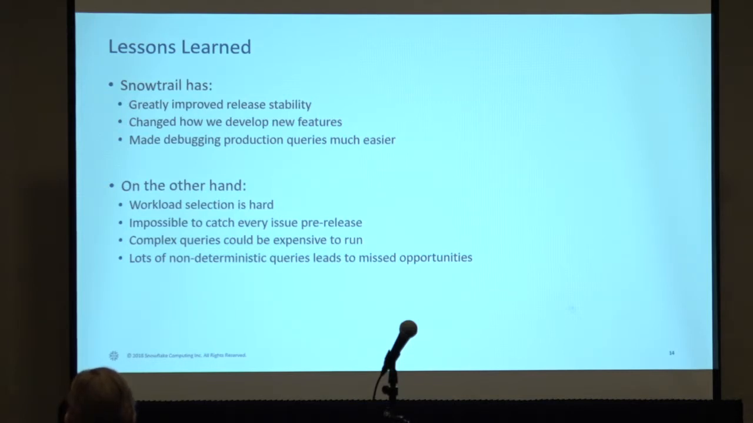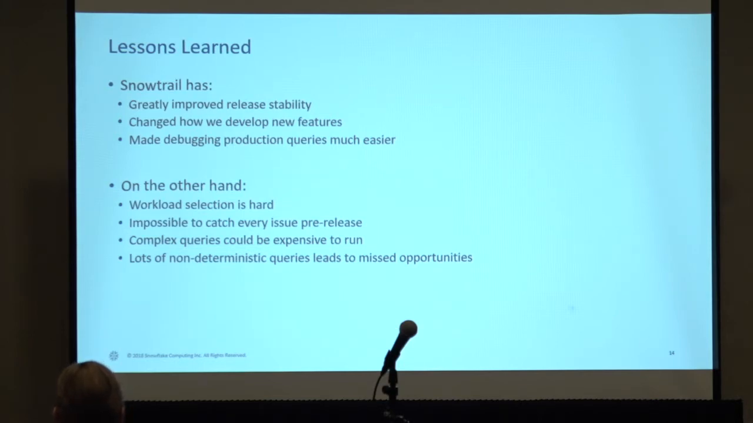On the other hand, workload selection is a hard problem, as it turns out. And it's impossible to catch every issue before release, even for very extended runs of Snowtrail. So some mechanism that rolls back the query to an old release version after the query fails on the new version is still needed. So some automation is still needed there.